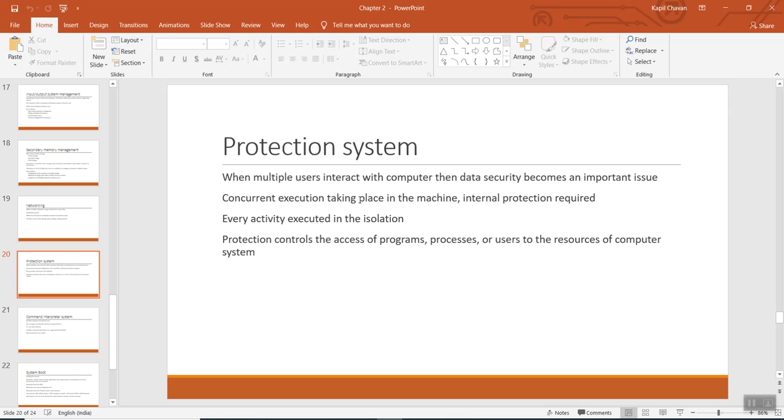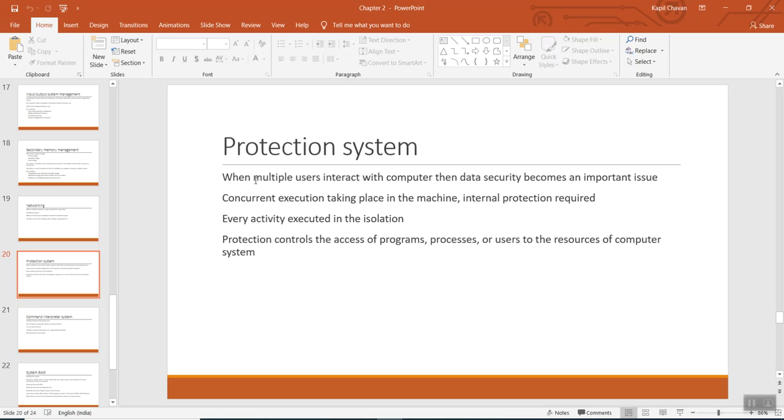And then authentication comes into place when we are ensuring that the data sent by person A was really sent by person A, not by person B. Because person B can take the username and password of person A and send the data. So the integrity, authentication, and confidentiality of the data should be provided in the protection system by the operating system.